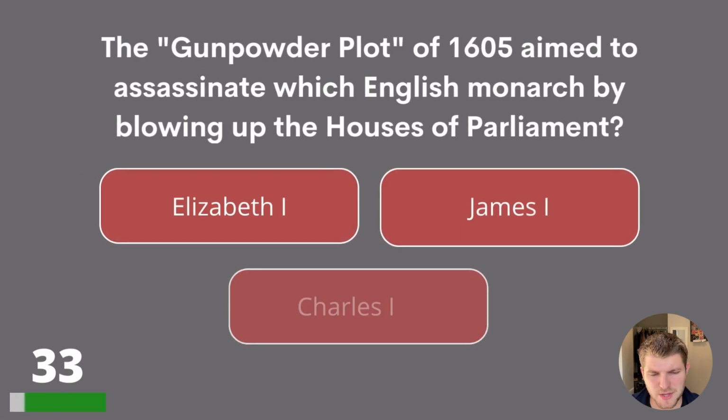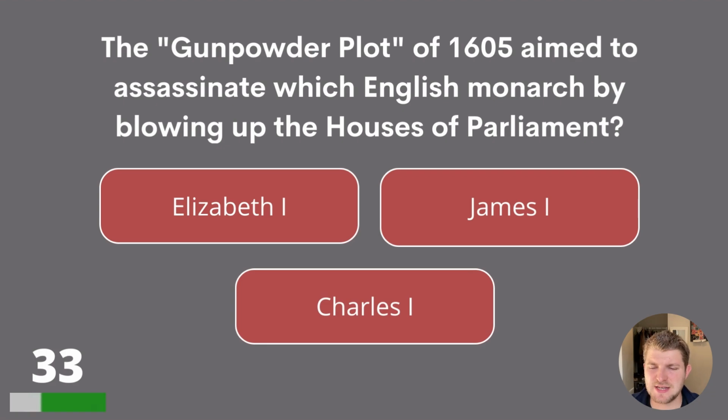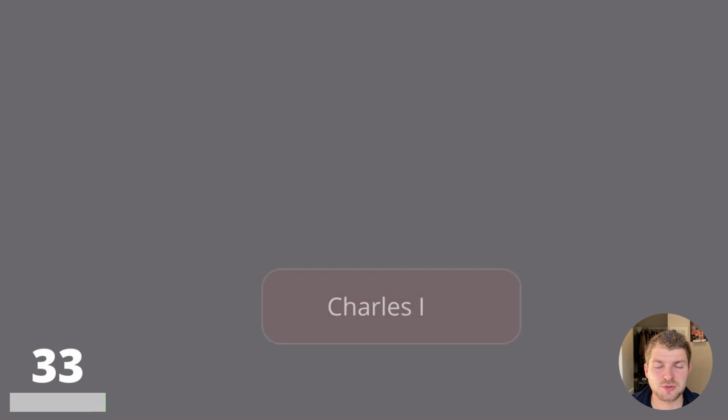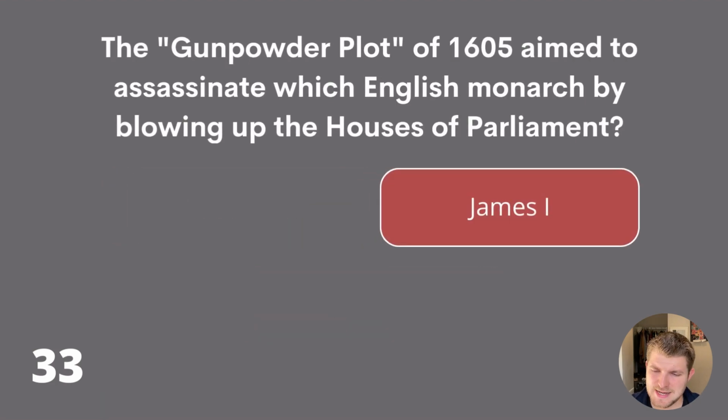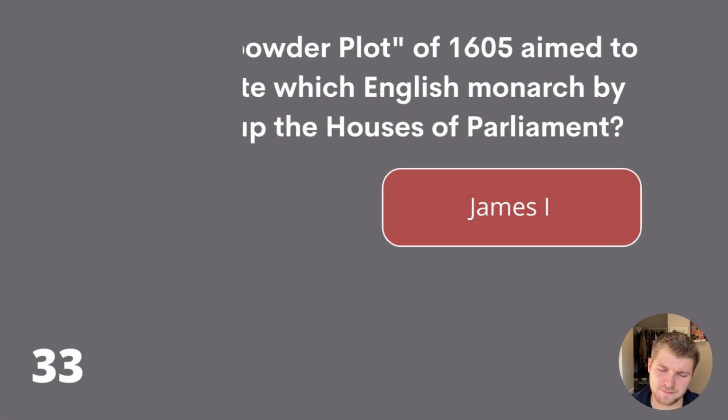Question 33. The Gunpowder Plot of 1605 aimed to assassinate which English monarch by blowing up the Houses of Parliament? Elizabeth I, James I or Charles I? And the answer is James I.